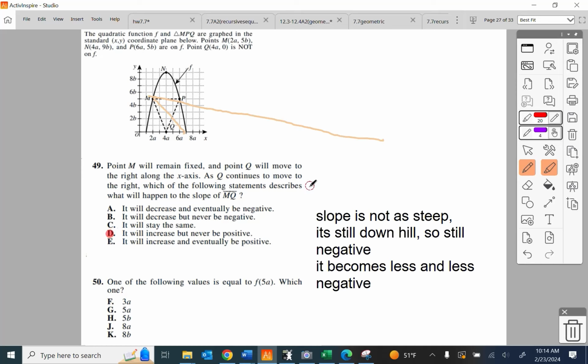All right, one of the following values is equal to f of 5a. Now, this is function f. It's the quadratic. At 5a, you would be right here on the quadratic, and you would have an output of 8b. Choice K.